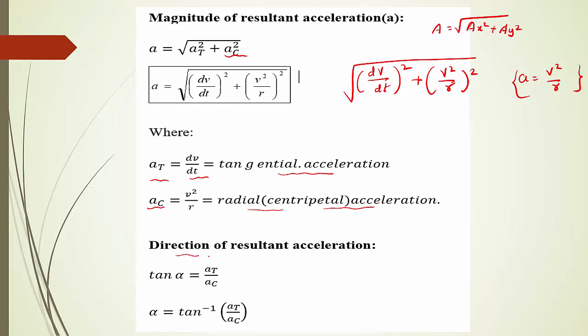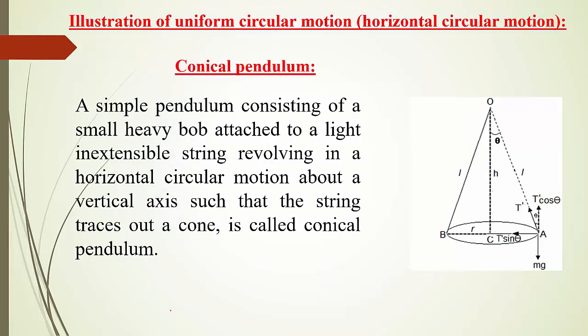Then similarly, the direction of the resultant acceleration is given by the formula we already studied, tan theta equal to q divided by p. Here, in place of q we write tangential acceleration, and in place of p centripetal acceleration, so alpha equal to tan inverse of at divided by ac. This gives the direction. Then we can illustrate circular motion with one example.